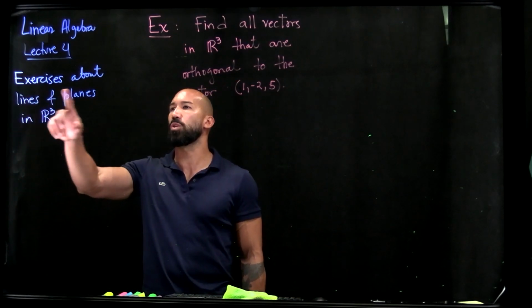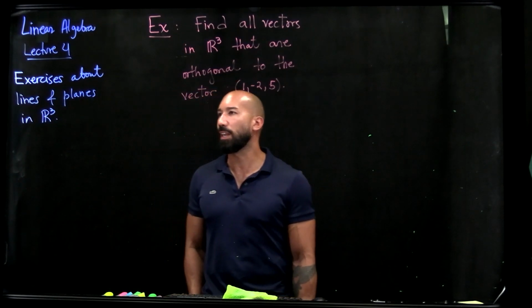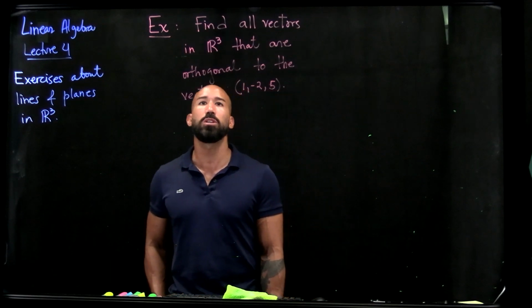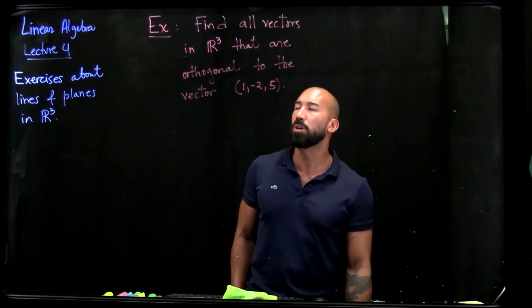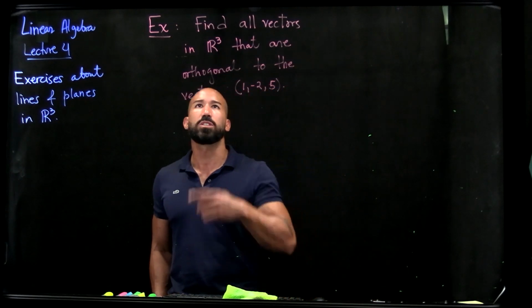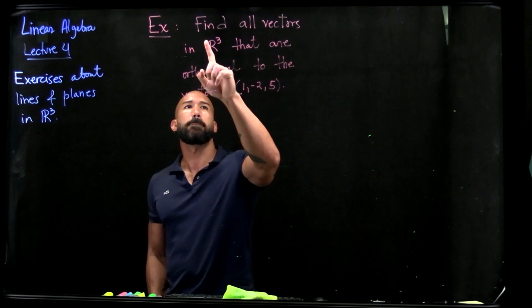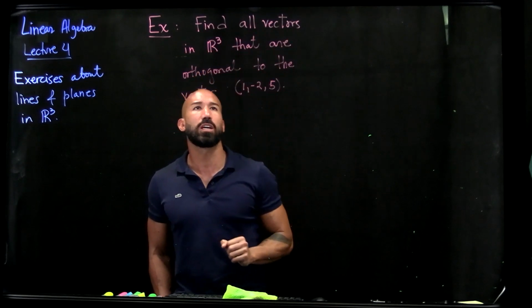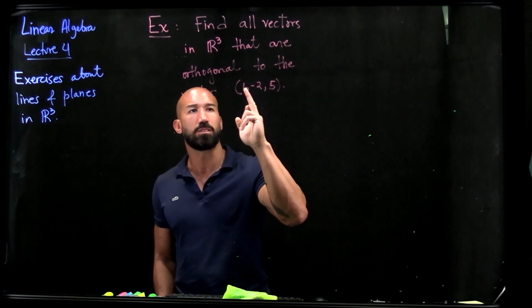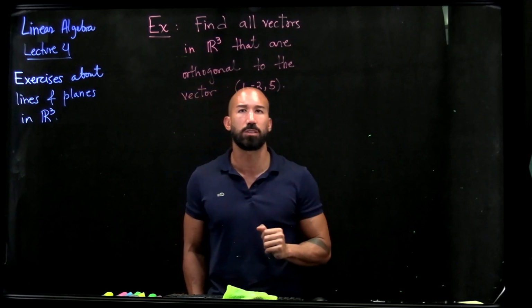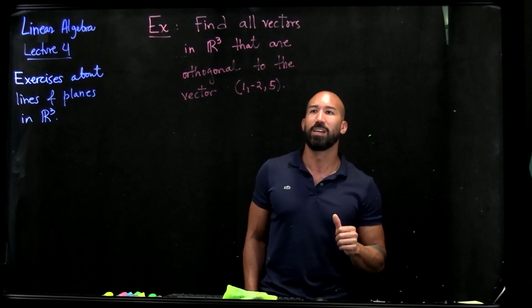Today we are going to be working on some exercises about lines and planes in R3, and this here is our first exercise. It's a pretty simple exercise, which says that we need to find all vectors in R3 that are orthogonal to this given vector, the vector whose components are 1, -2, and 5.